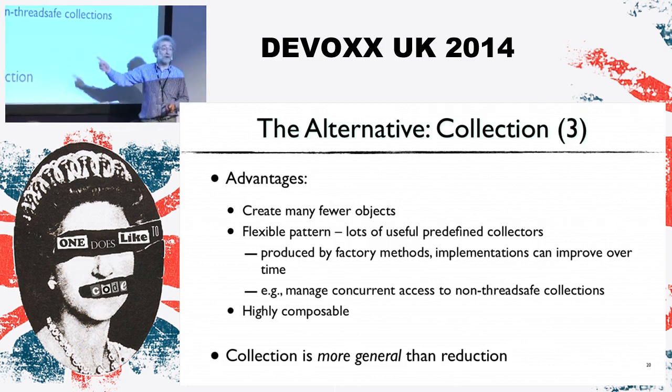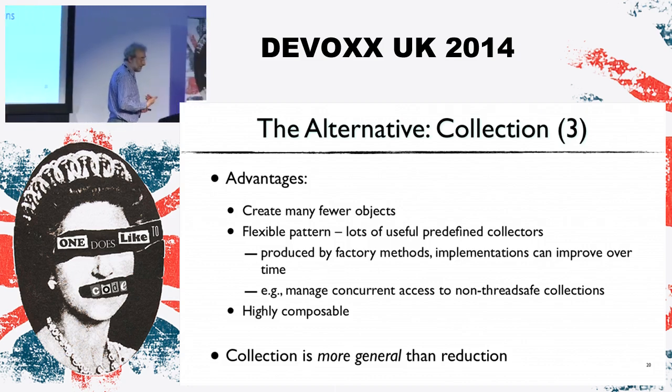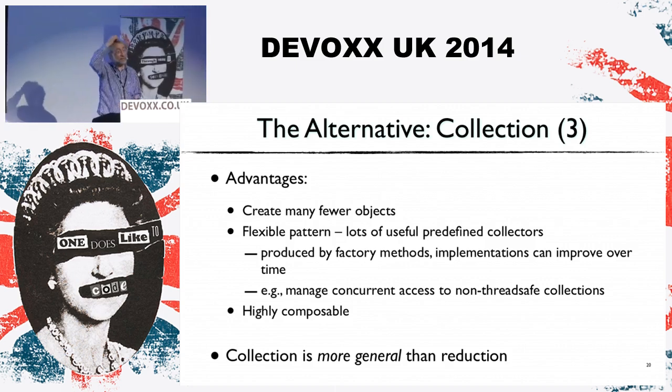Oh yeah, highly composable. I'll try to show you that if I get time today. They're highly composable, and that's really a plus as well. So they're designed to be able to link them together. Collection is actually more general than reduction, it turns out. You can express any reduction as a collection, but although you can do the reverse, you can't do the reverse in a way that encourages concurrency.